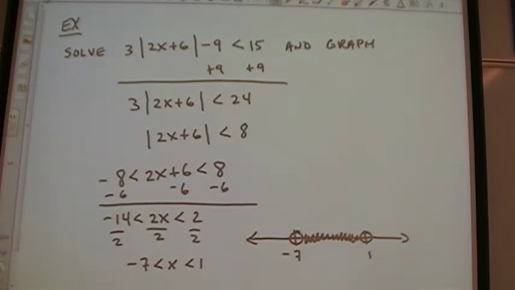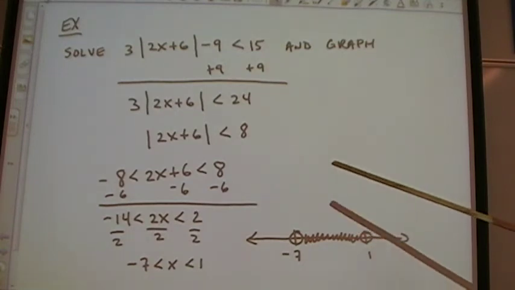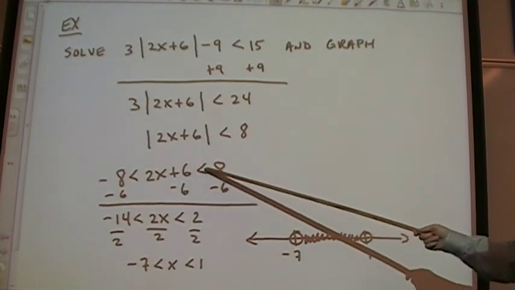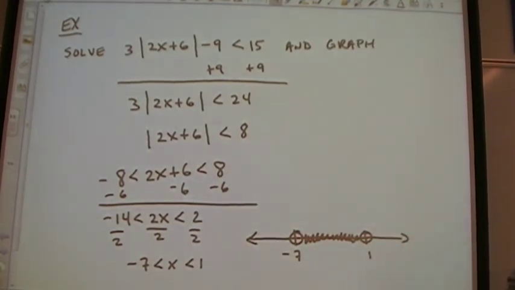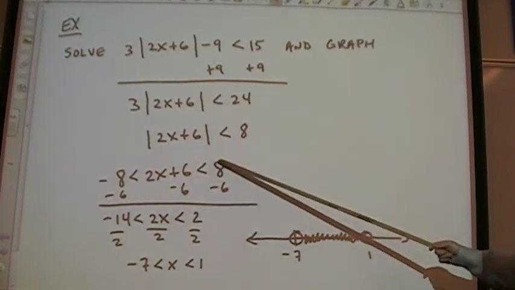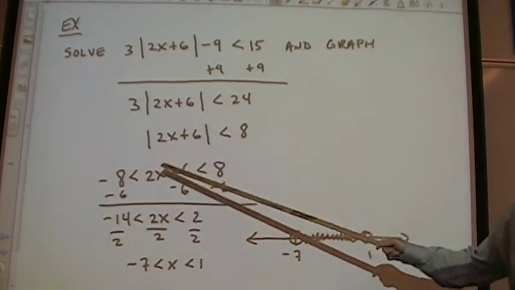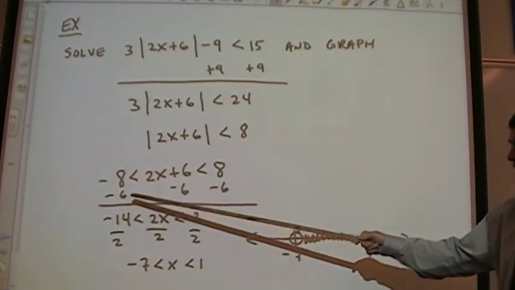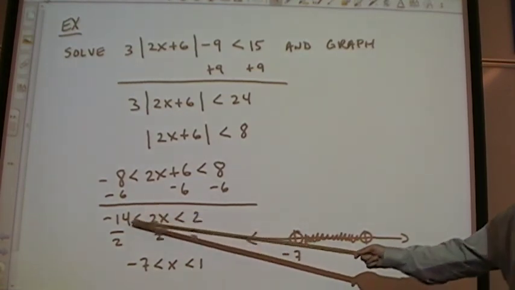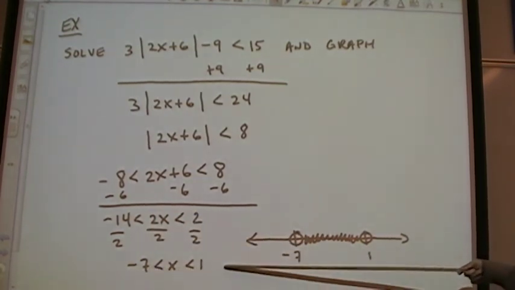From there, less than tells you you have to form an AND inequality. So I take negative C, which is negative 8, is less than 2x plus 6, which is less than 8. To get x by itself in the middle, you have to subtract 6 from all three sides. You have three sides now. You end up with negative 14 less than 2x less than 2. Divide everything by 2. Here's your final answer.